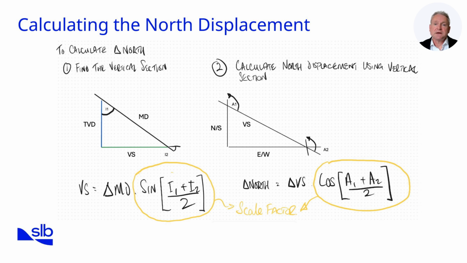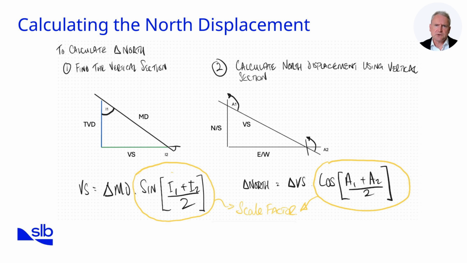Let's break down how we calculate north displacement, one of the essential directional components in a well path. North displacement tells us how far the wellbore has travelled in the north-south direction between 2 survey stations. The process starts by identifying the vertical section of the triangle formed by the trajectory, using the change in measured depth and inclination angle. The first step is to compute the vertical section using the formula: vertical section equals the change in measured depth times the sine of the average between the start and finish inclination. Here, we take the average inclination between the 2 stations to get a more realistic estimate of the borehole trajectory.